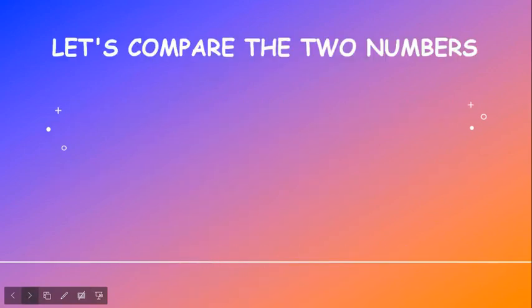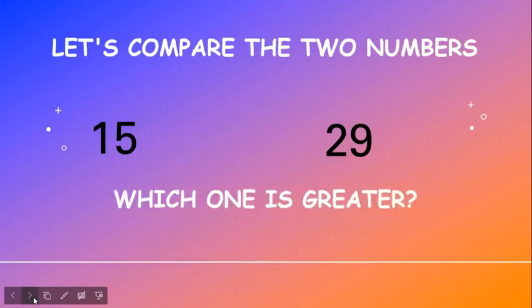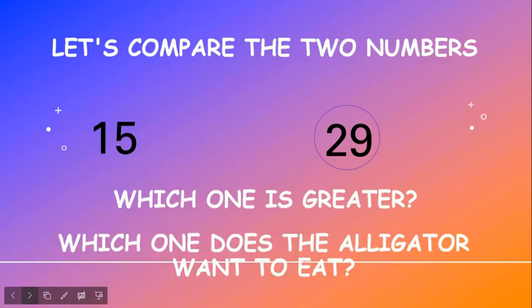Let's compare the two numbers. The first one we see is 15. The next one is 29. Which one is greater, boys and girls? Remember, greater means bigger, so which one does the alligator want to eat? If you were the alligator, which number would you want? 29. So we show that the alligator is going towards 29.